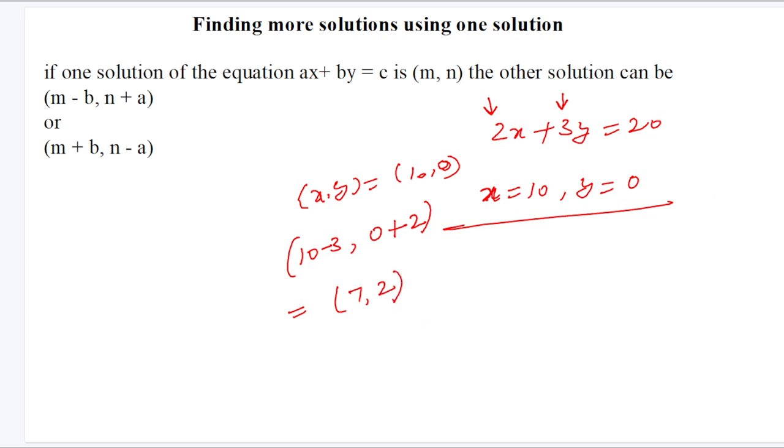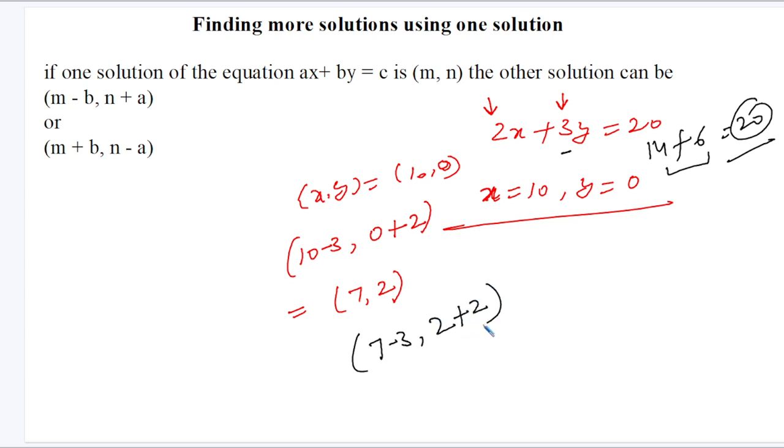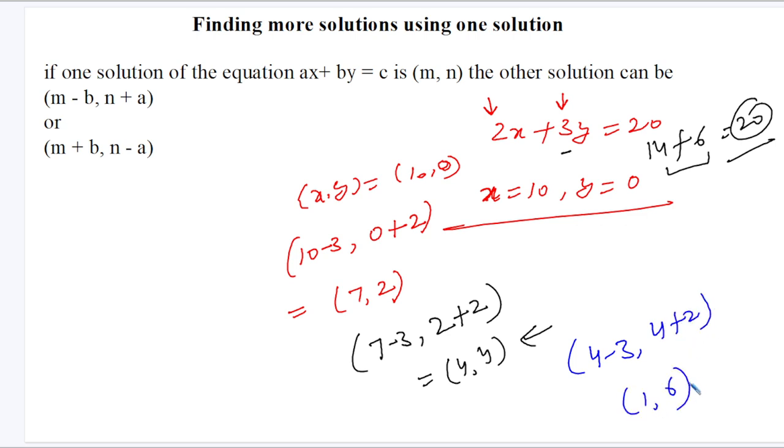You can cross check, it will work. Put x equal to 7, you'll get 14, and y equal to 2, you'll get 6. 14 plus 6 is 20. So this is working. You can repeat the same to get the next solution. I subtract the coefficient of y from the value of x and add the coefficient of x to the value of y. So this will come out to be 4, 4. One more solution I got. I'll repeat the same process and get the next one: 4 minus 3 and 4 plus 2. So the next solution is 1 comma 6.